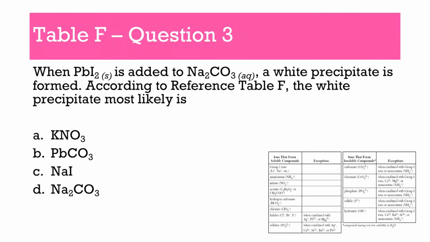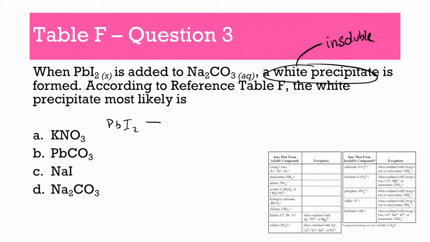Moving forward, we're going to do 2 more questions together. When PbI2 is added to Na2CO3, a white precipitate is formed. According to the reference table, the white precipitate most likely is. So again, if we're talking about a precipitate, we're talking about something that is insoluble.